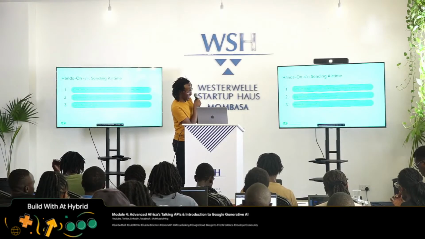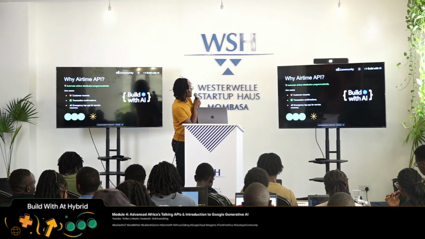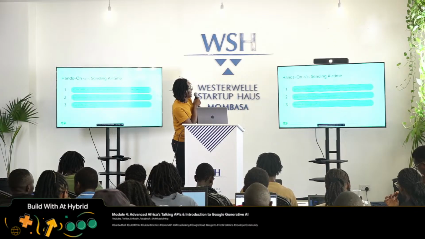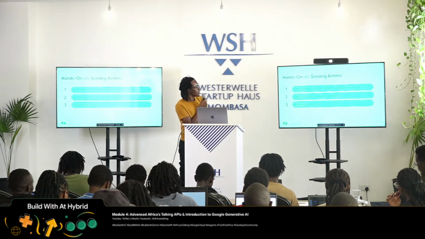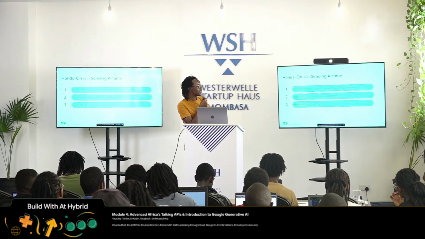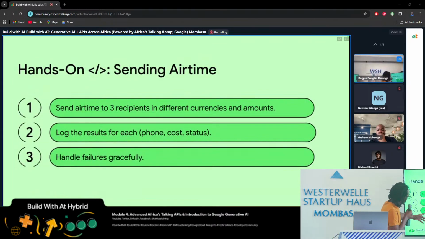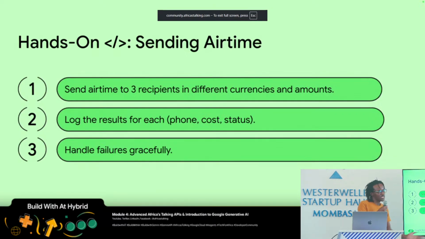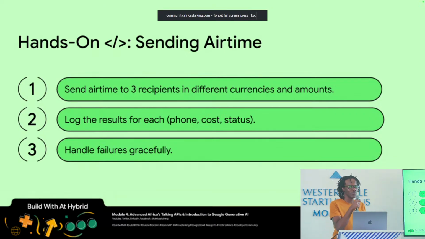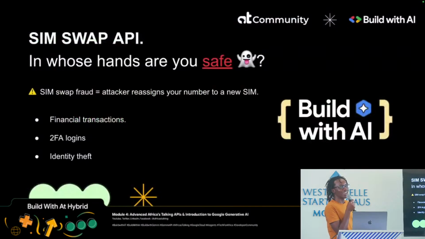So let's skip the airtime bit since we've already done that. This was the hands-on challenge that I'd offered, so we are going to skip that. And again, if you have any issues with it, your faces look puzzled, so feel free to reach out to the engineers. Anyway, let's jump into the SIM swap API.